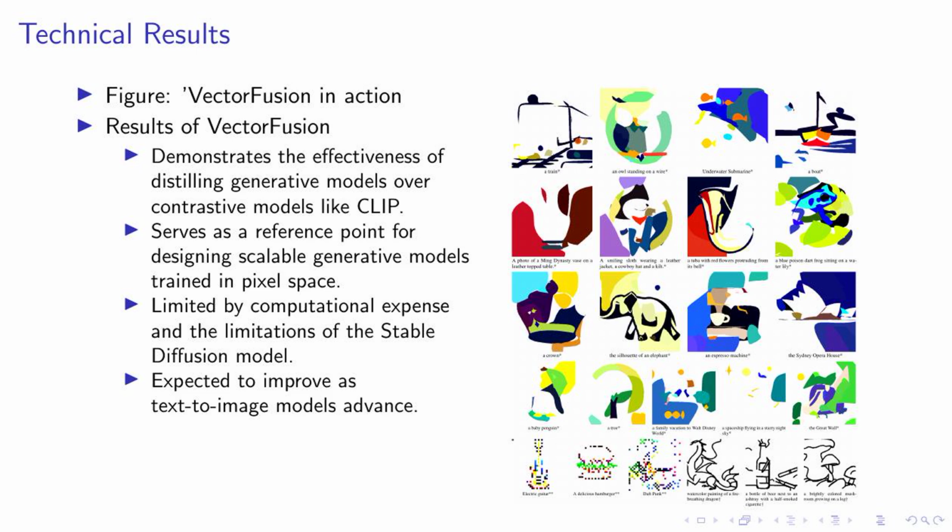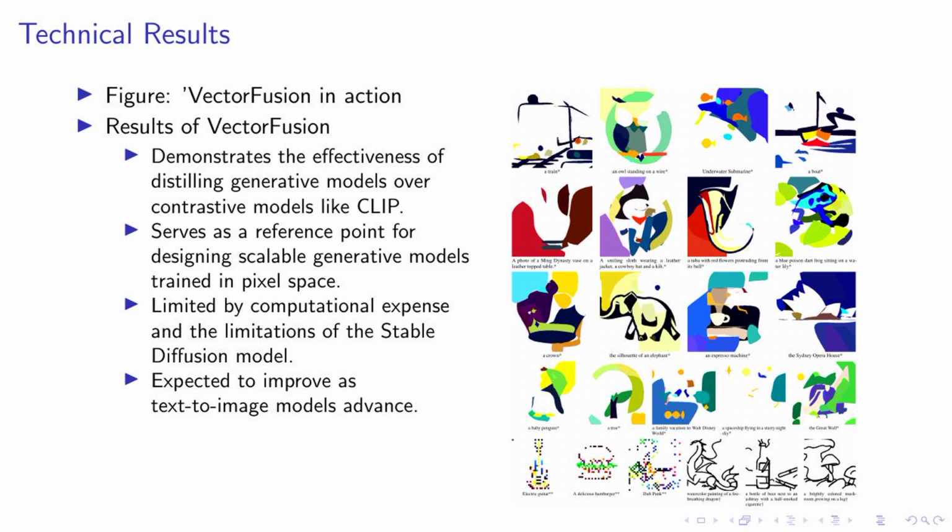Let's dive into the technical results of our novel model, vector fusion. This model showcases the power of generative models over contrastive ones. It's a testament to the potential of scalable generative models trained in pixel space, serving as a valuable reference point for future designs. However, it's important to note that vector fusion does face some limitations. The computational expense of forward passes through the generative model is higher than contrastive approaches. Additionally, the model's performance is inherently tied to the limitations of the stable diffusion model, including dataset biases and quality.